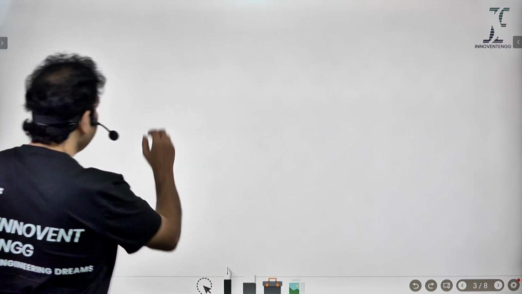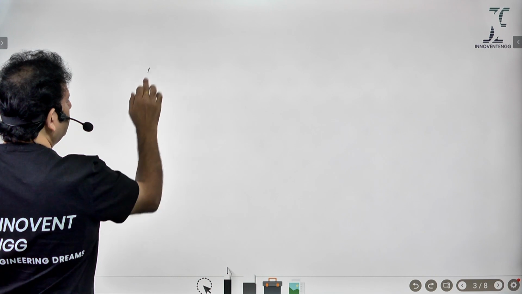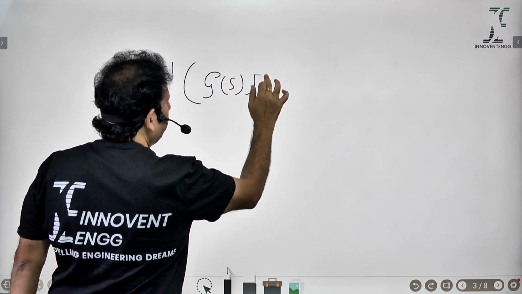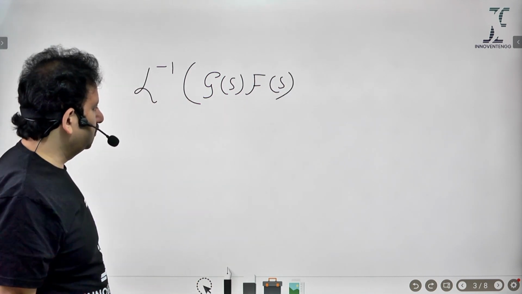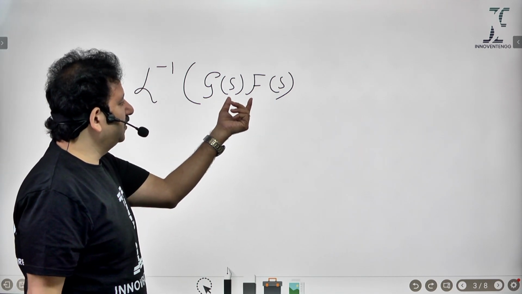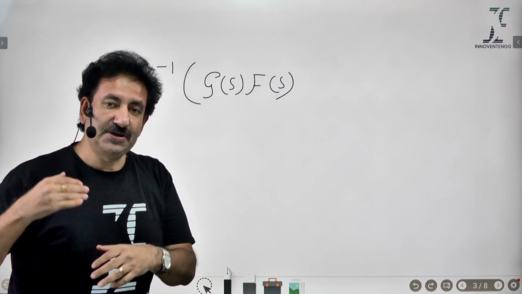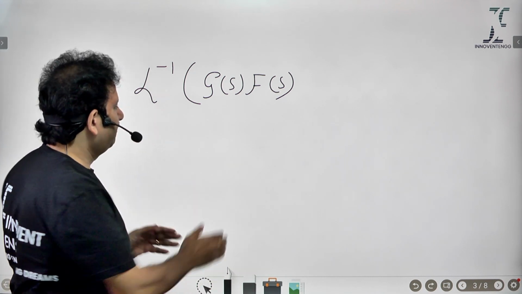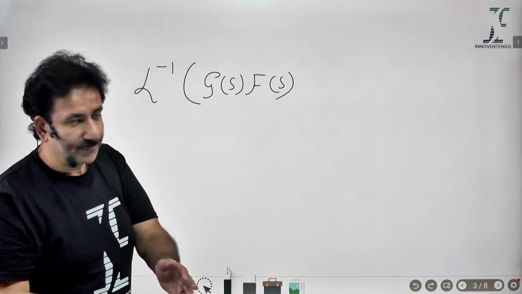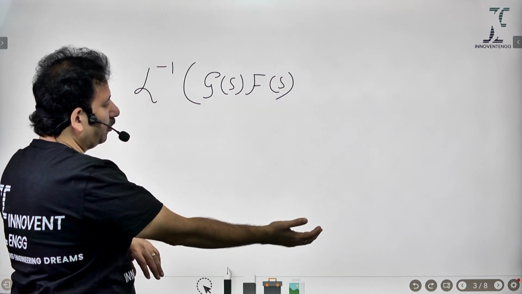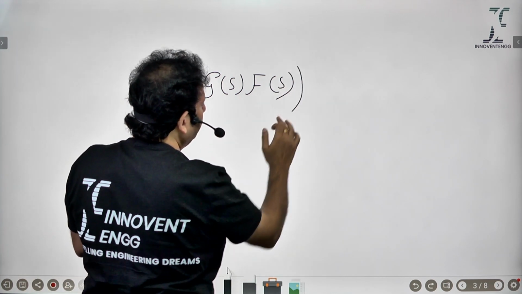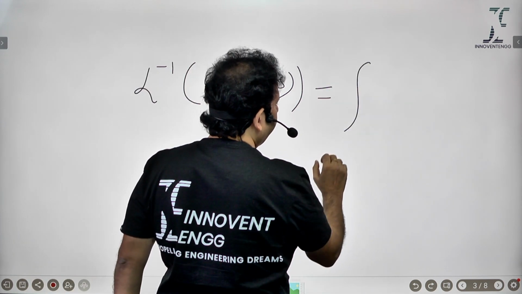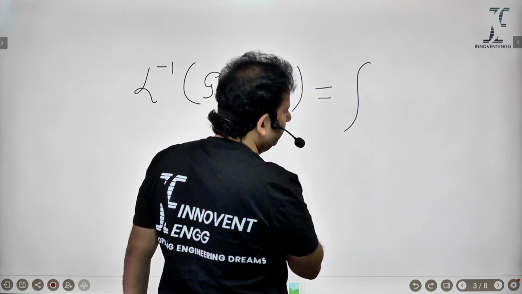Now, what is the first step? The first step is to write the definition of the convolution theorem, which gives you the inverse Laplace transform of g of s into f of s. Till now, in most of the textbooks and university classrooms, you would have just deemed these two as two functions. But here, we are giving you a physical connotation of what is going on. The physical connotation of g of s is the transfer function, and the physical connotation of f of s is the input. Transfer function multiplied by input will give you the output, and if you take the inverse Laplace transform of the output, that gives you the time domain response. Very simple.